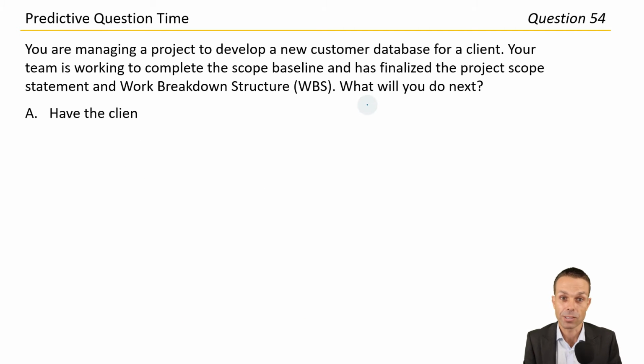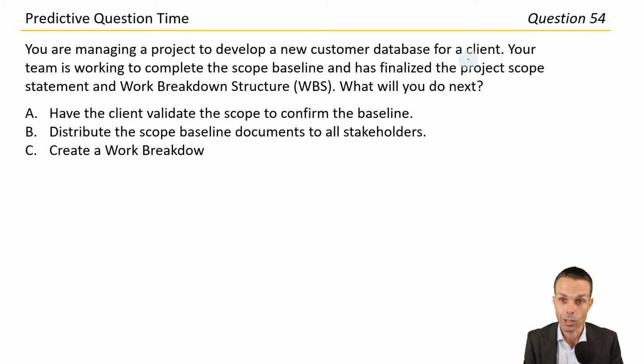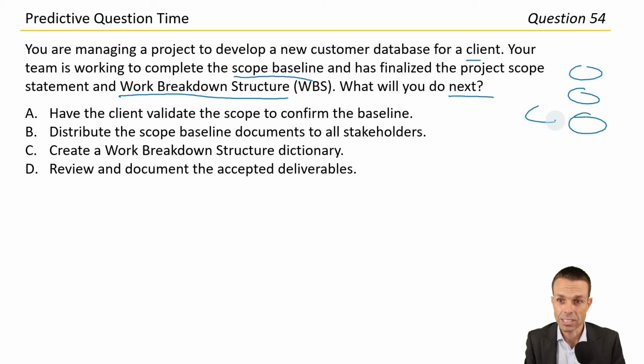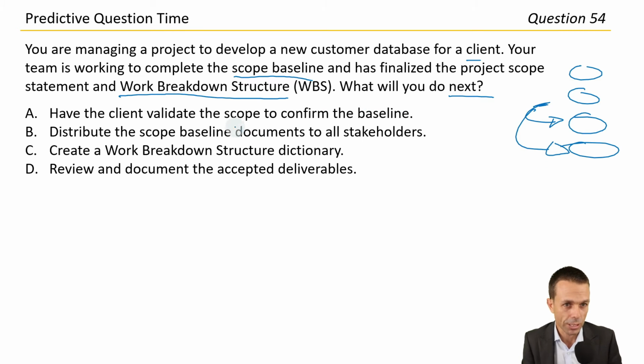You're managing a project to develop a new customer database for a client. Your team is working to complete the scope baseline and has finalized the project scope statement and work breakdown structure. What are we going to do next? Okay, now scope baseline, work breakdown structure. What comes after that? I think work breakdown structure dictionary we're going to need in there, and work packages in there as well, or something like that. Let's see if we get any clues here.